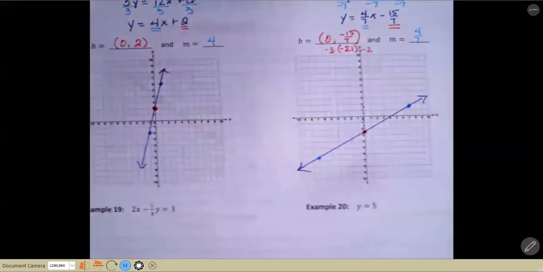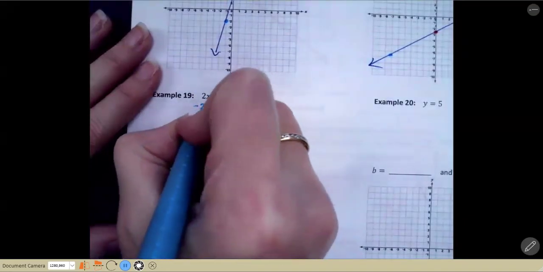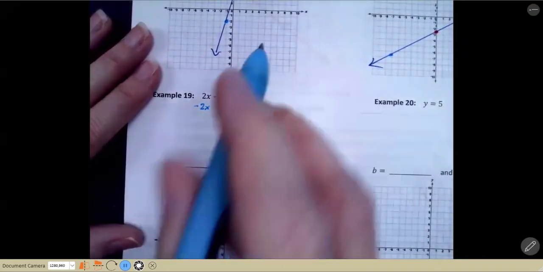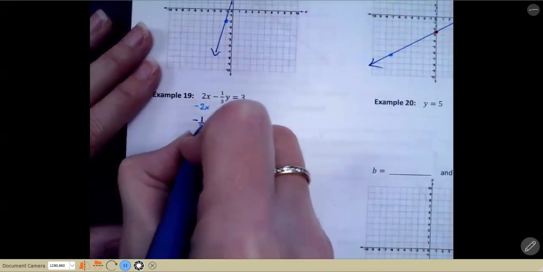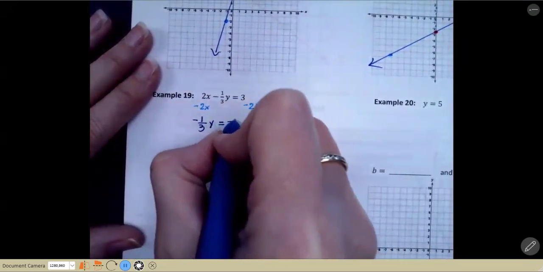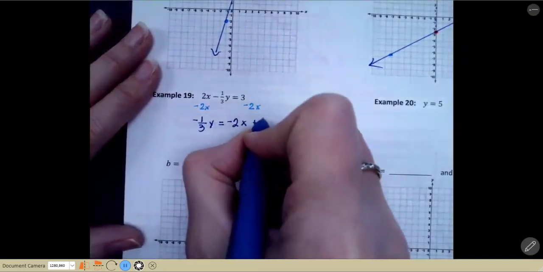Let's move on to number 19. I'm doing 19 because we're going to have a fraction, and I'm going to show you how to clear it, or remind you how to clear it. All right, so we're going to subtract 2x on both sides, and we end up with -1/3 y equals -2x plus 3.